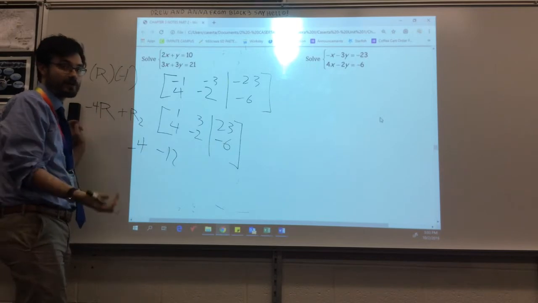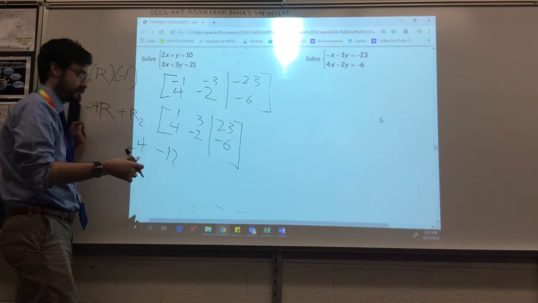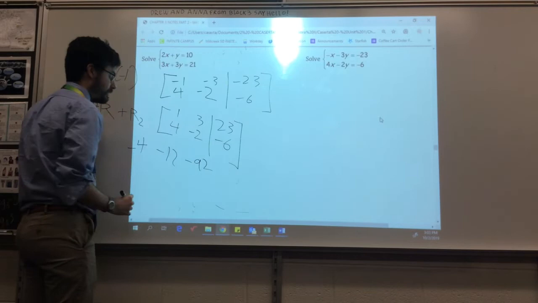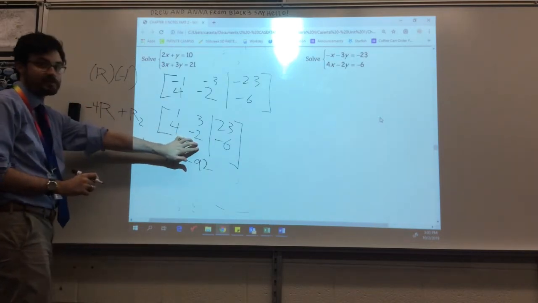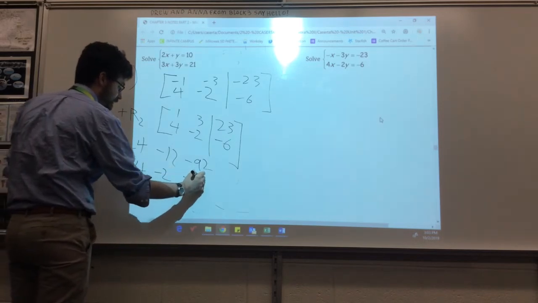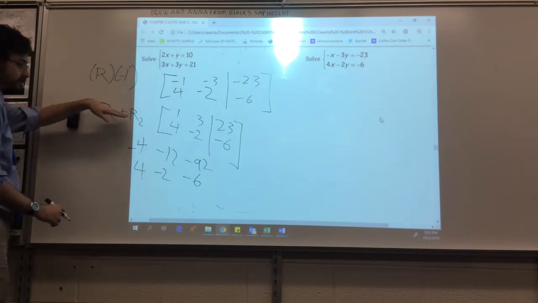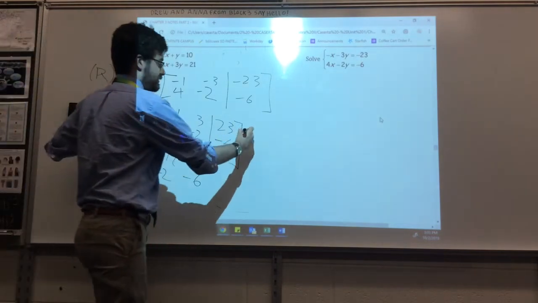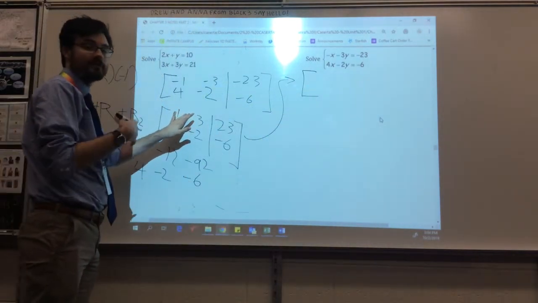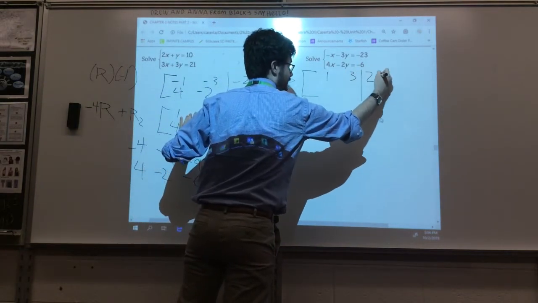4 times 25 would be 100. 23 is 2 less. 2 times 4 is 8, so I need 8 less than 100. Must be negative. So I need negative 92. All right, I'm not changing anything to the second row just yet. 4, minus 2, minus 6. So when I apply my first row multiplied by negative 4 to my second row, I'm going to end up now with the matrix. I don't really want to change my first row, or if I've changed my first row, I've now changed it back. 1, 3, 23.